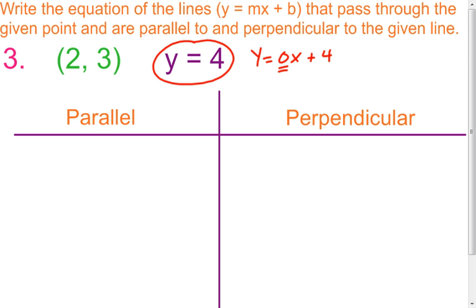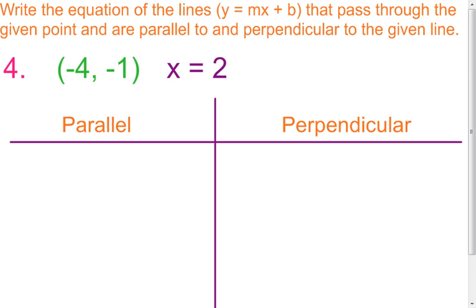So going back here, again, horizontal line. Horizontal lines have the same slope, so this will be y equals, and in this case, my y value is 3. And over here, the perpendicular line will be a vertical line and have the equation x equals, and x equals 2 in this case.